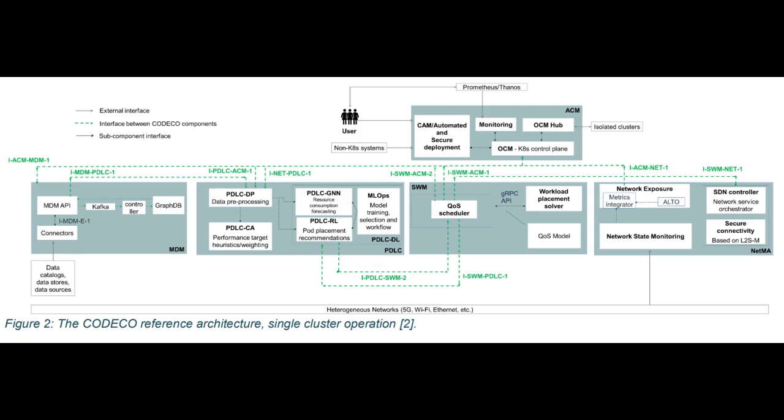When sufficient data is collected, the internal AI processes of PDLC, like GNNs and reinforcement learning, produce some node recommendations. Afterwards, SWM uses these node recommendations to make an optimal workload placement of the CODECO application's pods. This loop of metrics collection, node recommendations, and workload rescheduling continues indefinitely to ensure the desired performance, or until the user modifies the requirements through ACM.